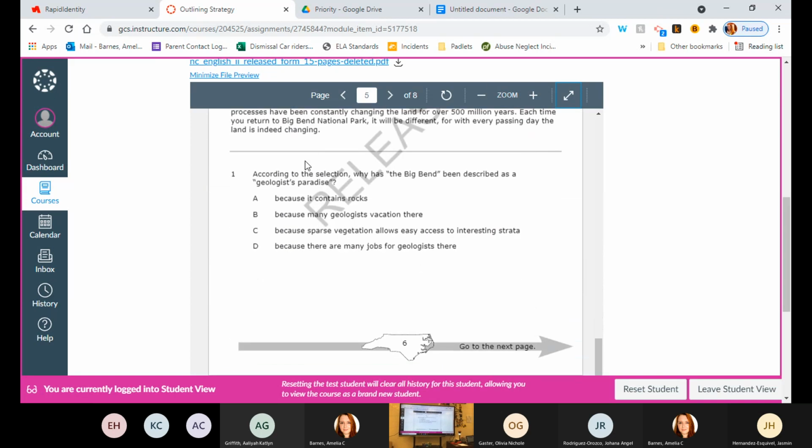So question 1, according to the selection, why has it been described as a geologist's paradise? A, because it contains rocks. B, because geologists vacation there. C, because sparse vegetation allows easy access to interesting strata. Or D, because there are many, many jobs for geologists there. What's the correct answer? C. Write it down.